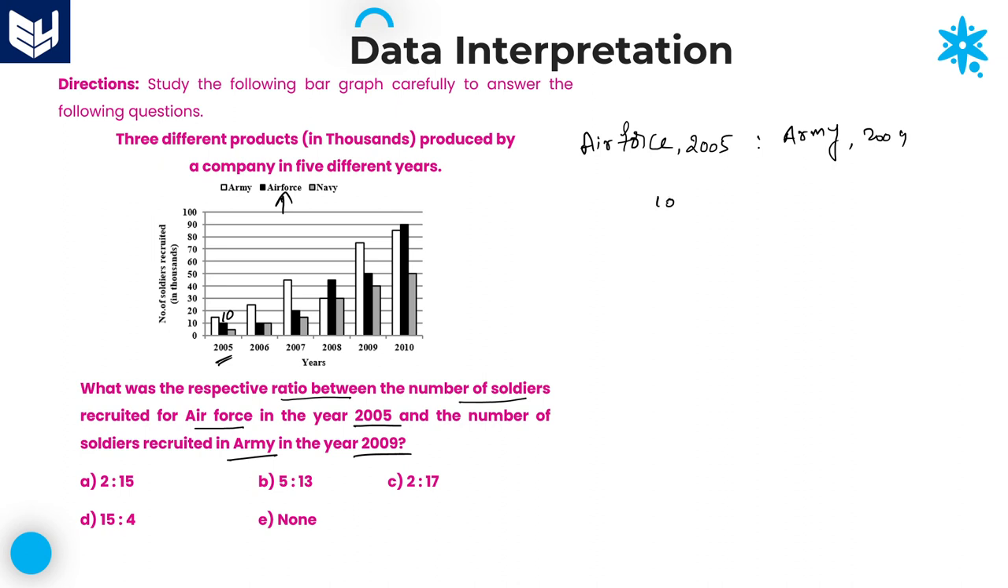Coming to the second value, 2009, that is this year, Army. Army is the first bar. Here the first bar is in between these two lines, 70 and 80. So this value becomes 75. Now you can cancel with the 5 table. 5 twos are 10, 5 fifteens are 75. The ratio of these two values is 2:15. 2:15 is the right answer for this question. Option A is the right answer.